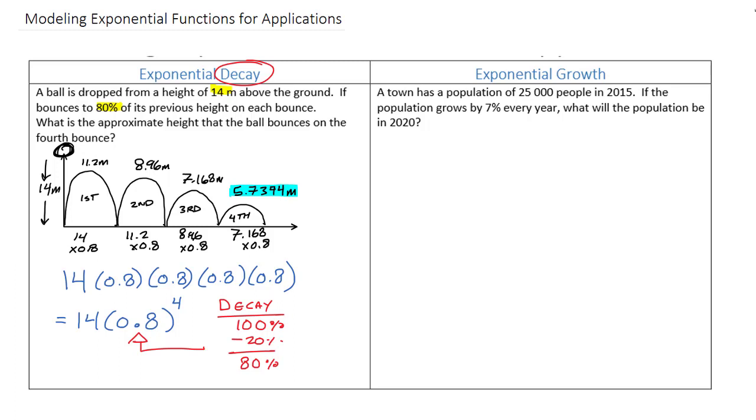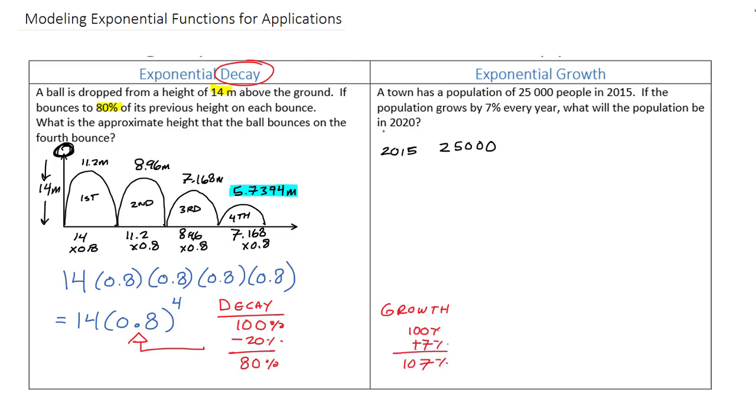All right, let's look at another one here. We've got a town that has a population of 25,000 people in 2015. That's what it starts with. Now, it says the population grows by 7% each year. So this is a growth question. Let me write that down here. When we say growth, we've got 100% and it's growing by 7%. So that's 107%, 1.07.